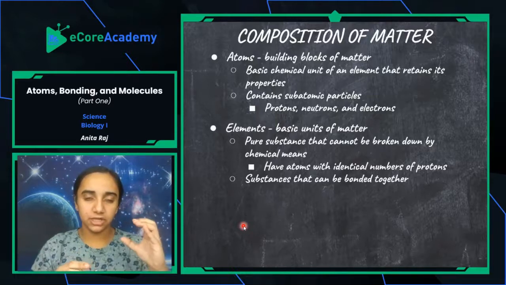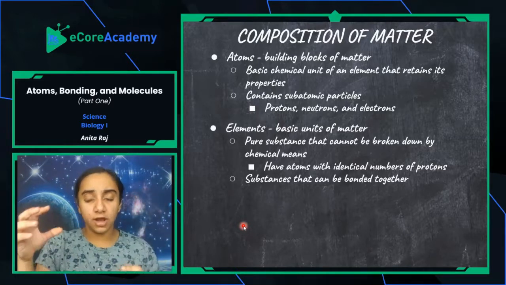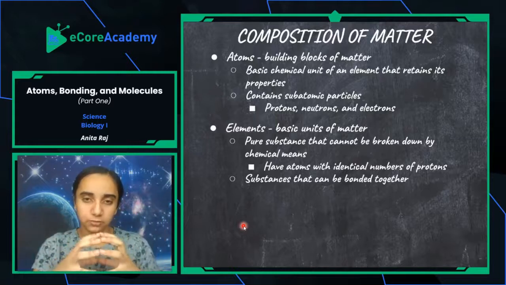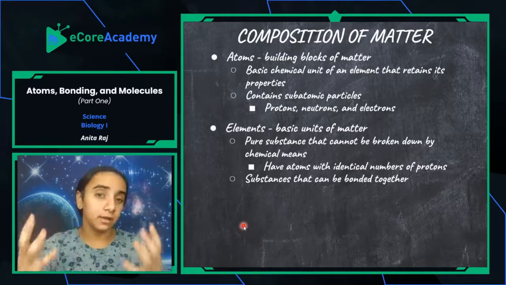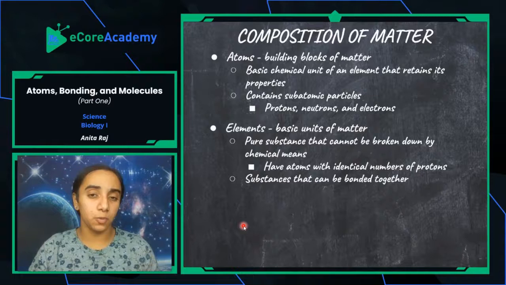Let's say we have two hydrogen atoms and one oxygen atom. They can actually bond together. We'll talk about types of bonds. They can form H2O, which you all probably know as a water molecule.